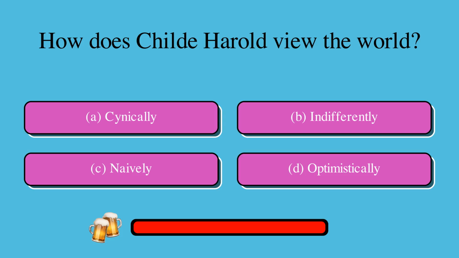How does Childe Harold view the world? Is it A, cynically, B, indifferently, C, naively, or D, optimistically? The correct answer is A, cynically.